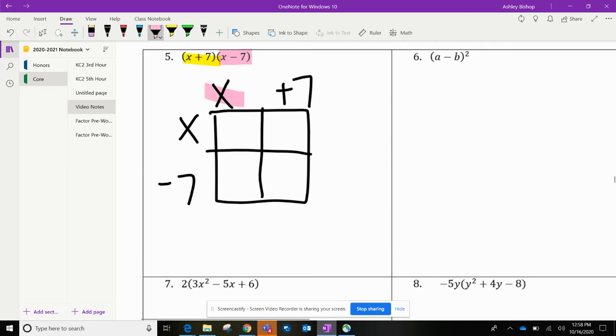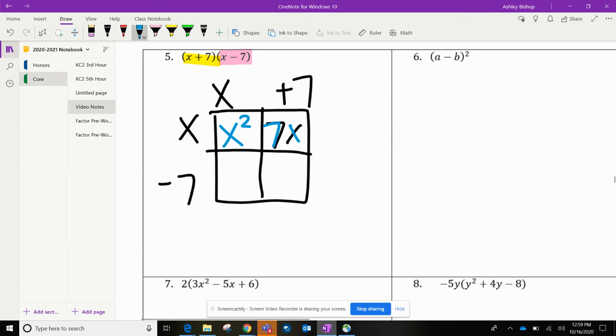Then you multiply inside. I'm going to do x times x and put that answer in my first box. So x times x, you know now, memorize it. x times x is x squared. Okay? Then I have 7 times x. 7 times x, that answer is going to go in there. 7 times x is 7x.